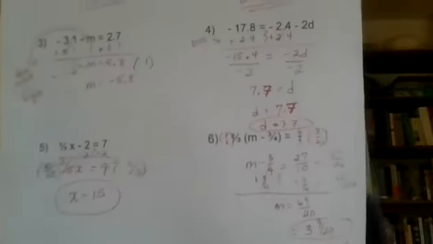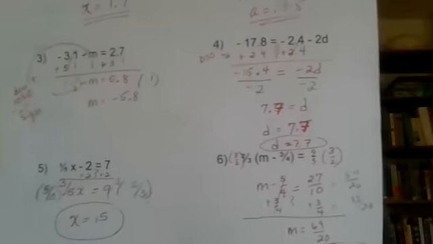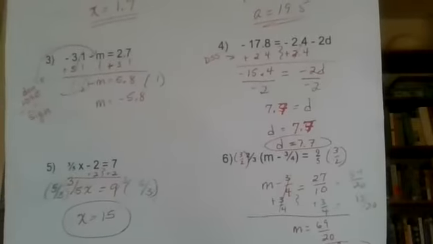Now we're going on to number 6. Somewhat similar problem here in that we have a fraction. We have 2/3 times the quantity m minus 3/4 equals 9/5. Now, you could distribute that 2/3 across the sum, but let's not do that because that's just going to be more work for us. This is one of those exceptions. We're not going to add or subtract first. We're going to multiply first.